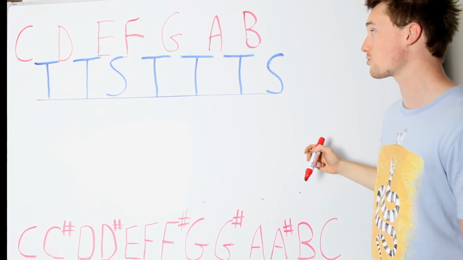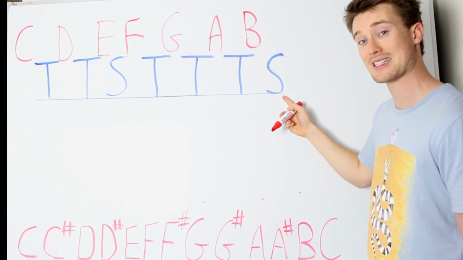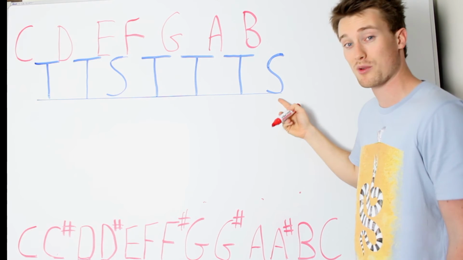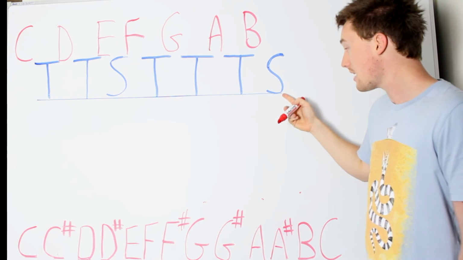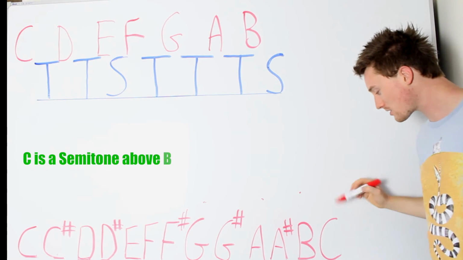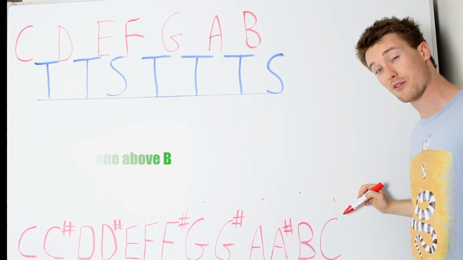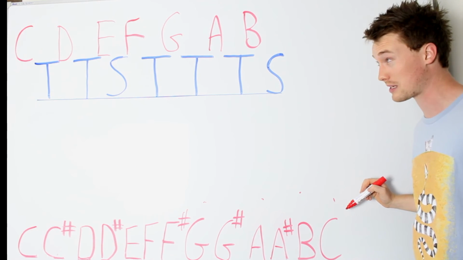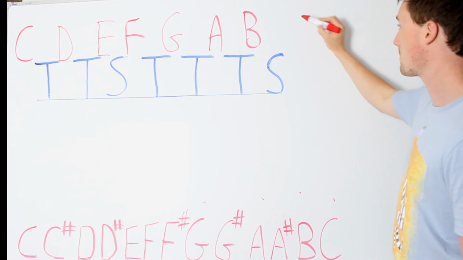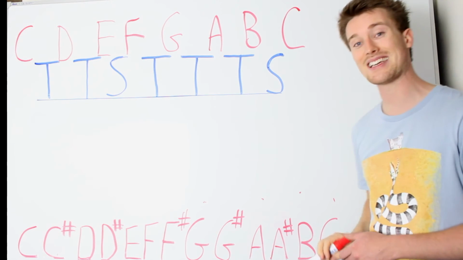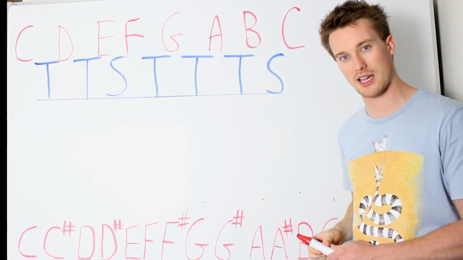Now that we're on the 7th degree, B, we simply move up a semitone, or a single step, or a single fret, or single key, and we're going to move up from B back to our starting note, but it's going to be an octave higher than how we began. We're going to move up to C. And that's it. That's how you make a major scale.